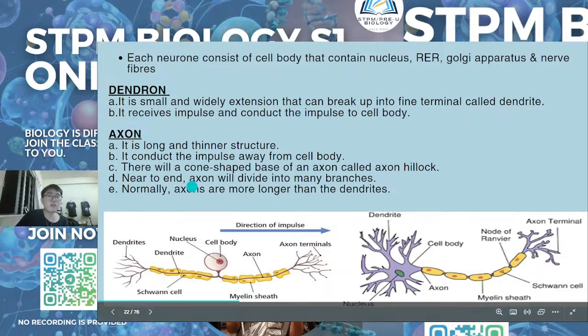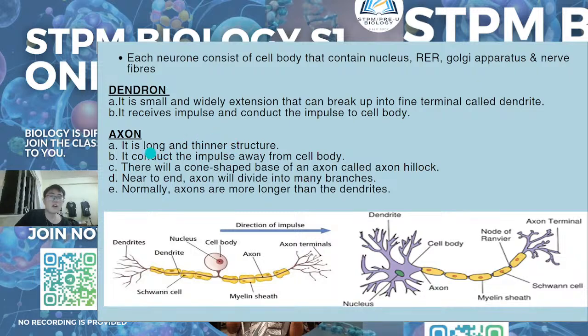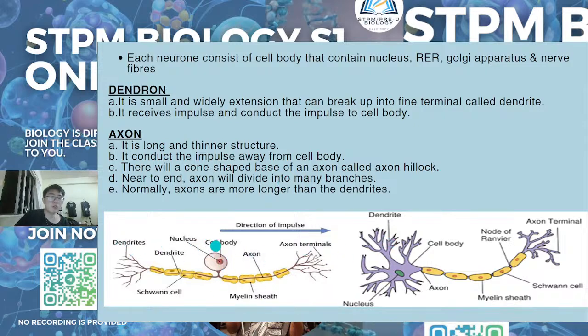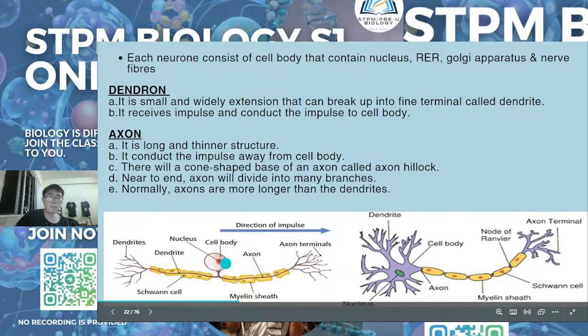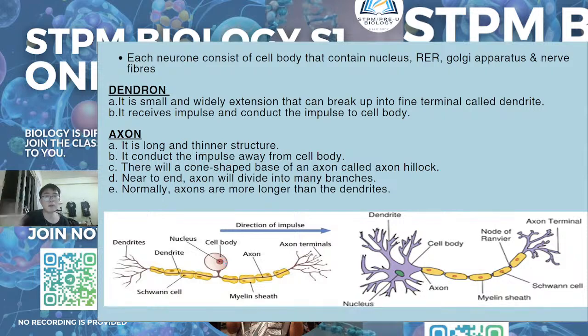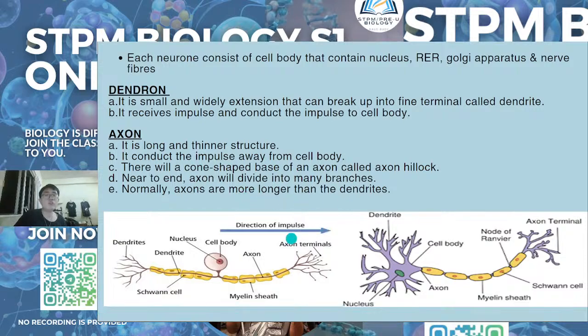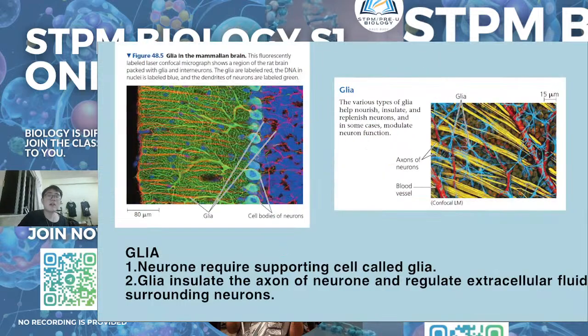For the axon, it is normally after the cell body. It is a long and thinner structure. It conducts the impulse away from the cell body. The impulse will go like this, in this direction, to transmit the nerve impulse from the cell body. Near the end, the axon will divide into many branches. Normally, axons are longer than dendrites.